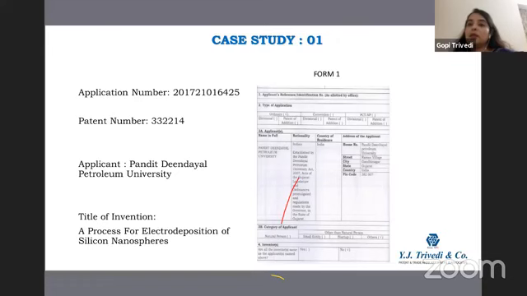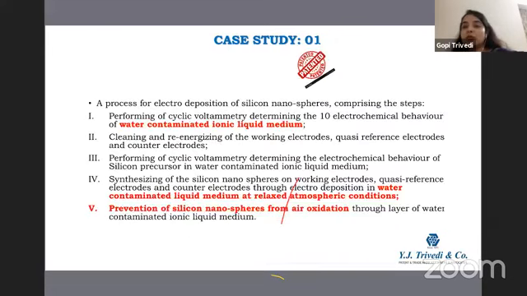Right? Now, why was it granted patent? What was so great about it? So here I've tried to summarize it, that these are the key points which led the invention towards patentability.